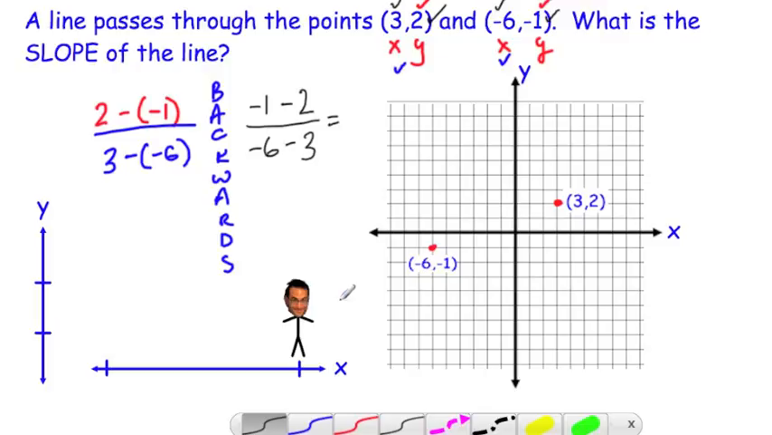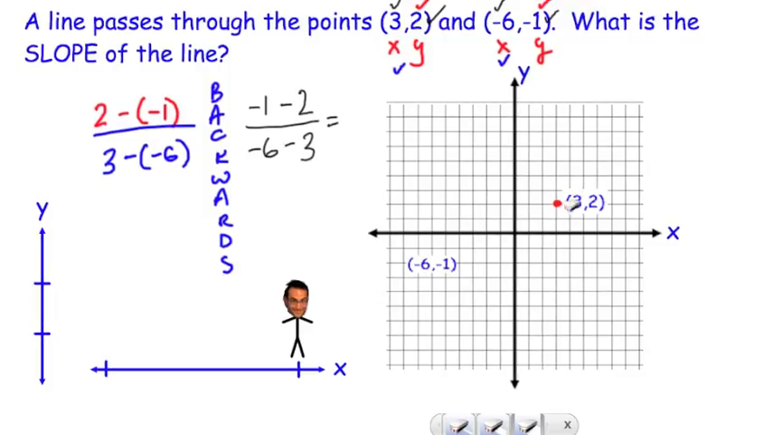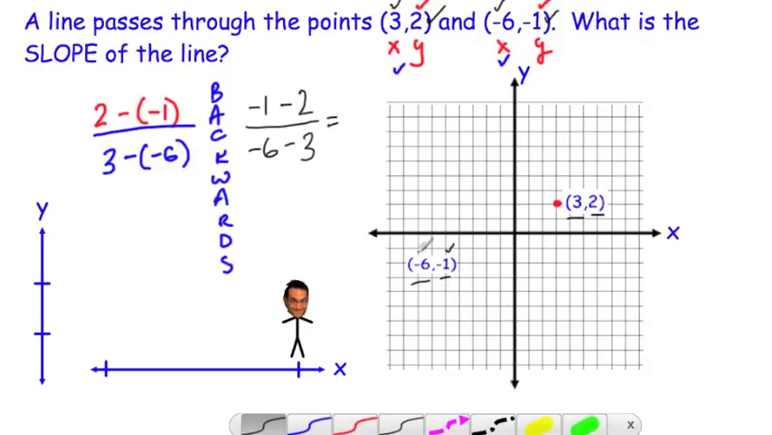All I did last time, I started with these numbers here, and then I subtracted these. This time I'm just doing it the other way. I'm starting with these numbers, and I'm subtracting those. All right, negative 1 minus 2, negative 3. Negative 6 minus 3, negative 9.